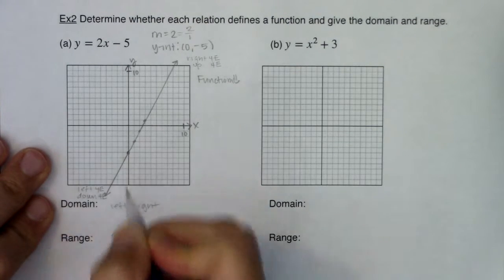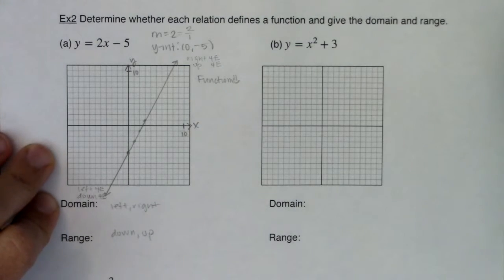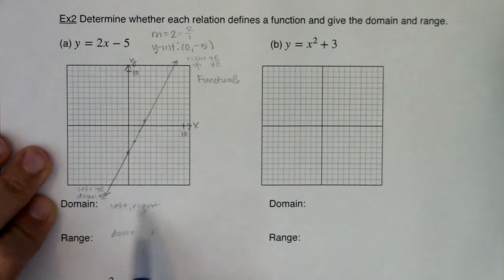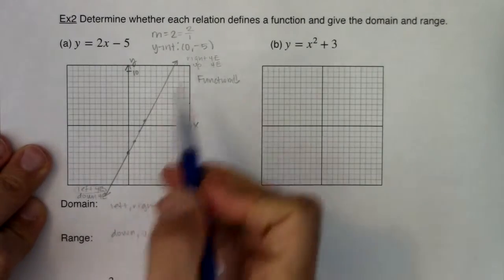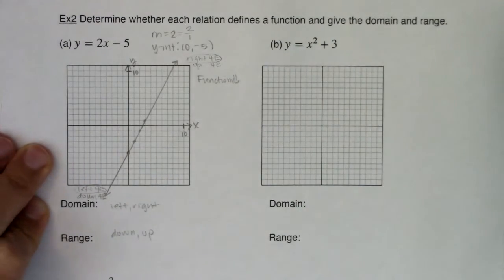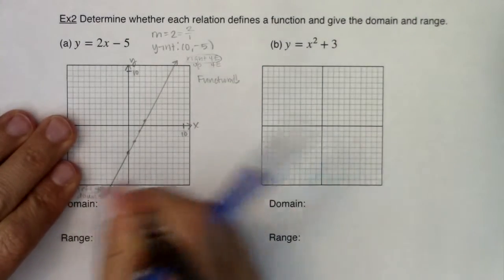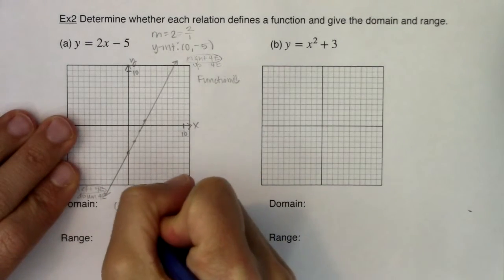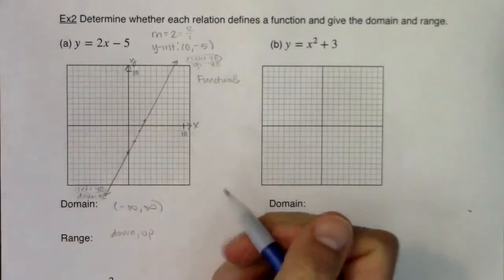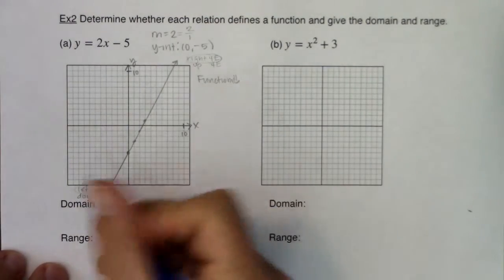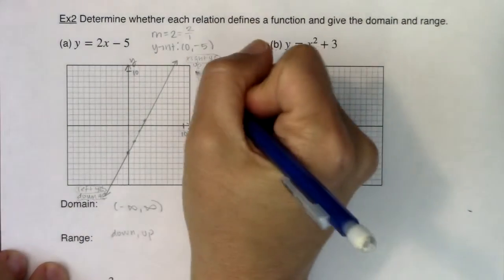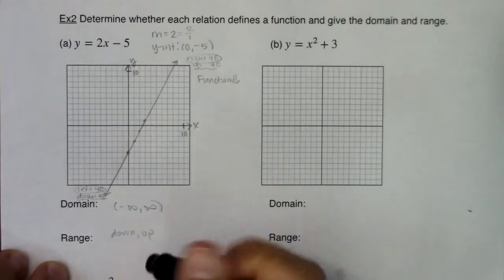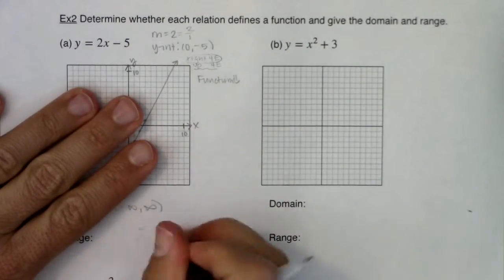And it's a little scrunched in. I don't have a ton of room to write that. Okay, but domain is left to right. So I see left forever to right forever. That's going to translate to all real numbers, negative infinity to positive infinity with parentheses. Great. And then down to up, I do see a down forever and an up forever. So I also have all real numbers for my range.